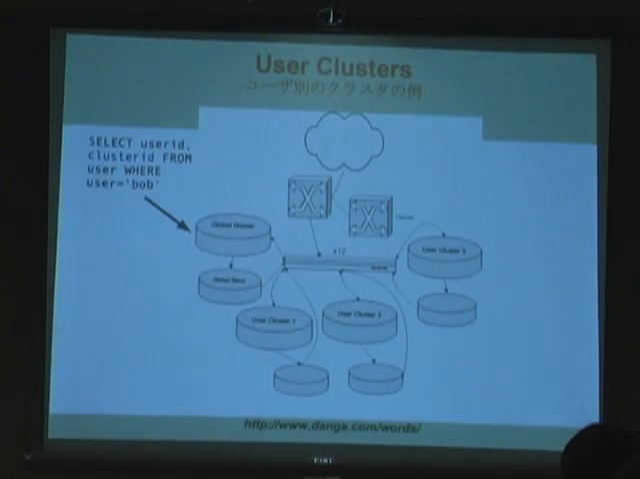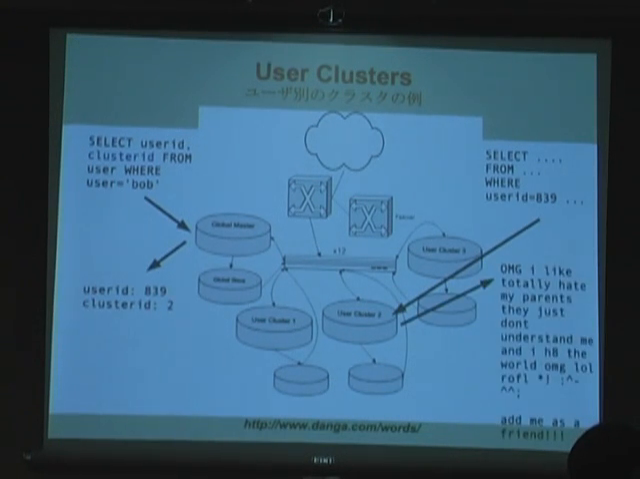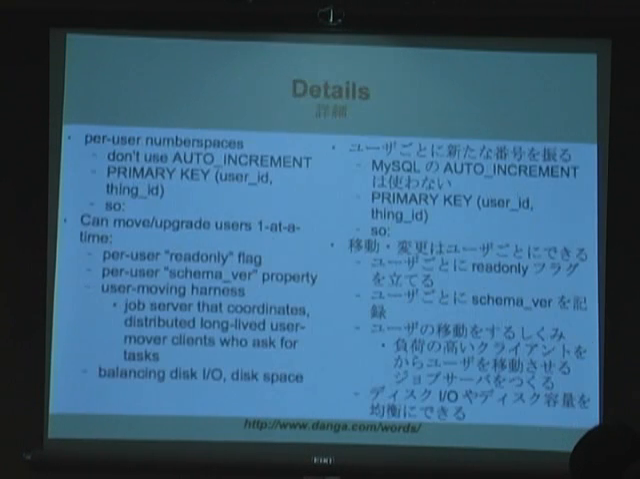Ben showed a picture of this from yesterday where if you want to load somebody's, say, blog or whatever, you figure out where Bob is, and you say, oh, where's Bob? Oh, Bob's user ID 839, and he's on cluster 2. And then you go read from cluster 2, select some crap out, and then you get the really good blog posts, the incomprehensible English LiveJournal speak. So that's pretty much how it works.